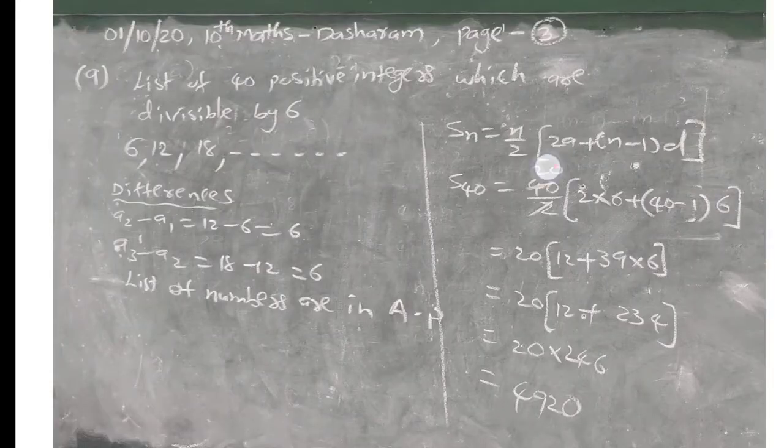So here 40 by 2 answer is 20. 2 sixes are 12. 40 minus 1 is 39 into 6. So 12 plus 39 sixes are 234. So 12 plus 234 is 246, and 20 into 246 is 4920. So the sum of the 40 numbers is 4920.